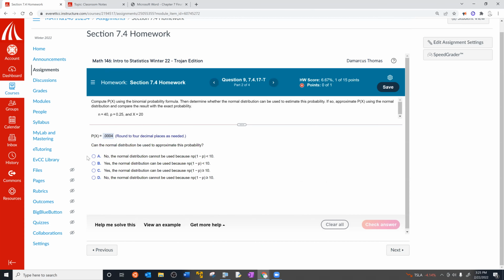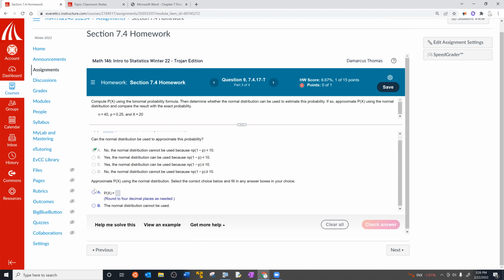And can the normal distribution be used to approximate it? Well, that's only if when we multiply n by p times 1 minus p is greater than 10, then we can. So that's what we have to check next. We got to do 40 times 0.25. Actually, that's 10. And then 10 times 0.75 is 7.5. So when we multiply them together, it's less than 10. So we're going to say no, it cannot.